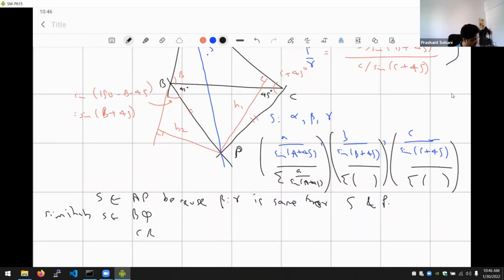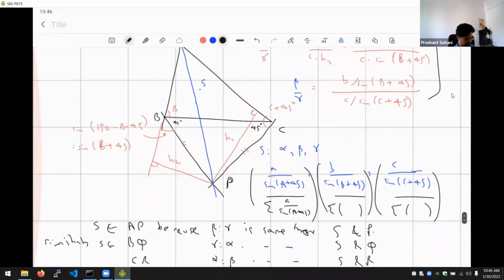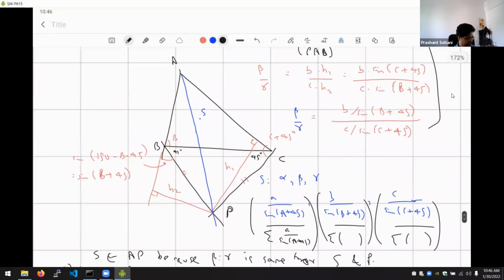In the case of BQ, the ratio which will matter is gamma to alpha, and in the case of CR, the ratio will be alpha to beta. Therefore, I found the point in the plane which lies on all the three lines. Therefore, the three lines are concurrent. And all of this happened only because I could separate this B and C this way. So therefore, the cyclicity or the symmetry could be applied.